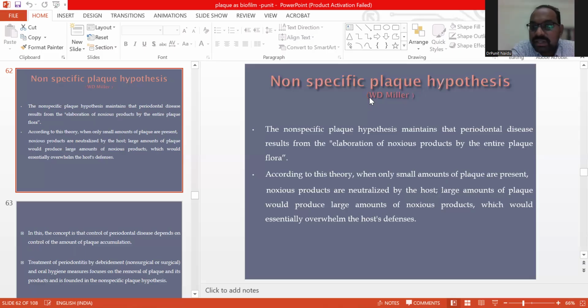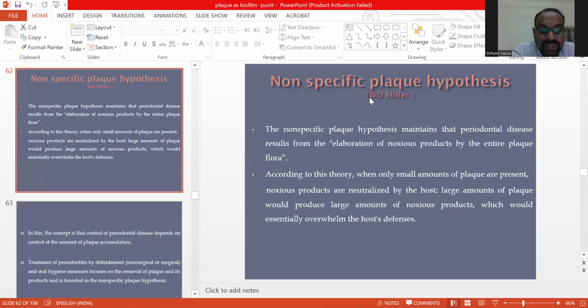So there are three theories in plaque formation. The first one is the non-specific plaque hypothesis. In this hypothesis, periodontal disease results from the elaboration of noxious products by the entire plaque flora. According to this theory, when only a small amount of plaque is present, noxious products are neutralized by the host, and a large amount of plaque would produce a large amount of noxious products, which would essentially overwhelm the host defenses.